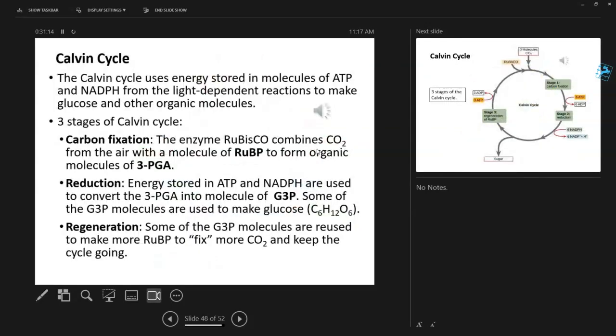But this Calvin cycle can be divided up into three parts: the carbon fixation. So this just means taking carbon dioxide out of the air. So carbon fixation, and then reduction. In chemistry, the word reduction means that a molecule is gaining electrons or hydrogen atoms.